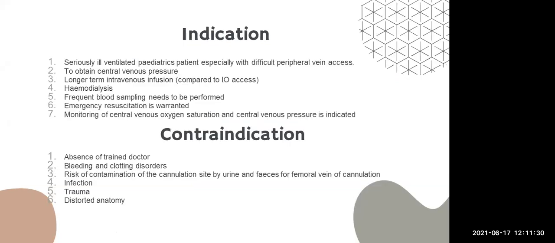There are several indications for femoral venous catheterization. The first is a seriously ill ventilated pediatric patient, especially with difficult peripheral vein access. Second, to obtain central venous pressure. Third, longer term intravenous infusion. Fourth, hemodialysis. Fifth, when frequent blood sampling needs to be performed. Sixth, when emergency resuscitation is warranted. And seventh, when monitoring of central venous oxygen saturation and central venous pressure is indicated.